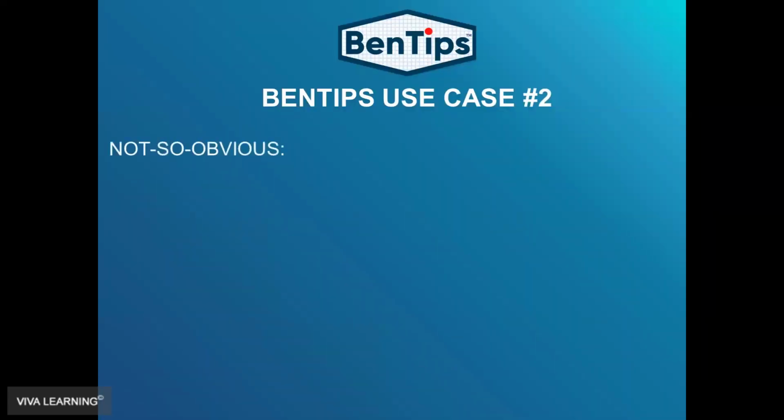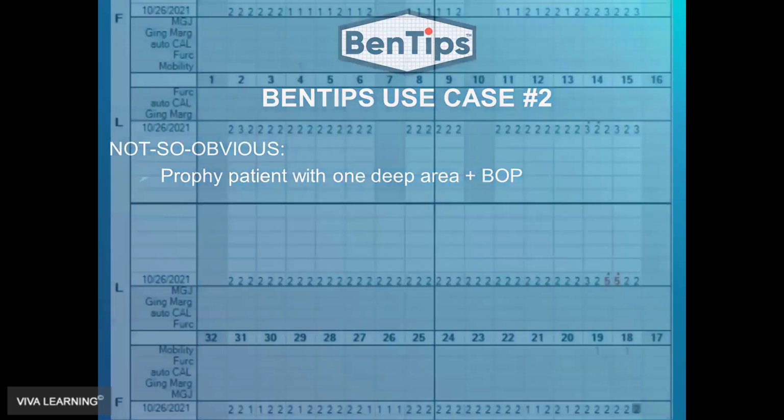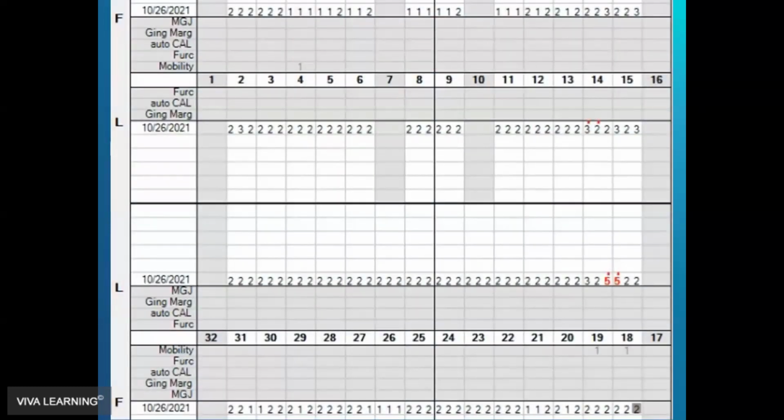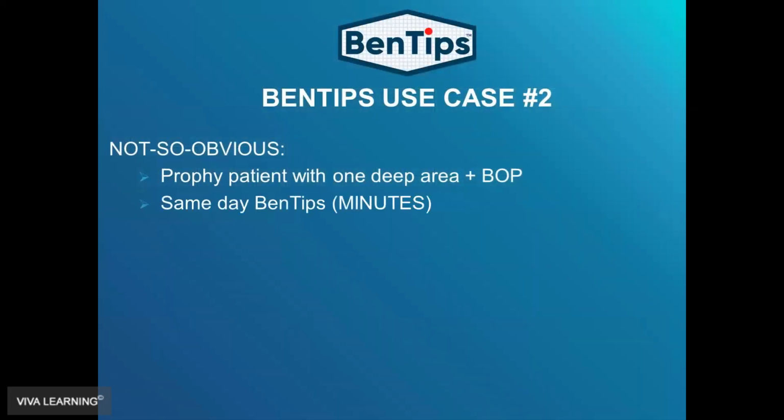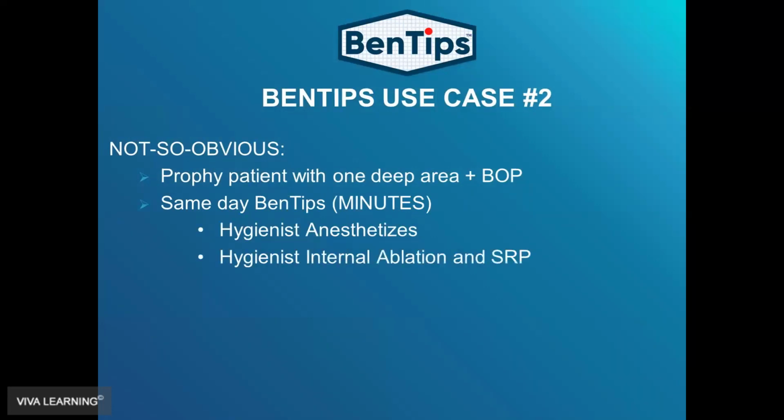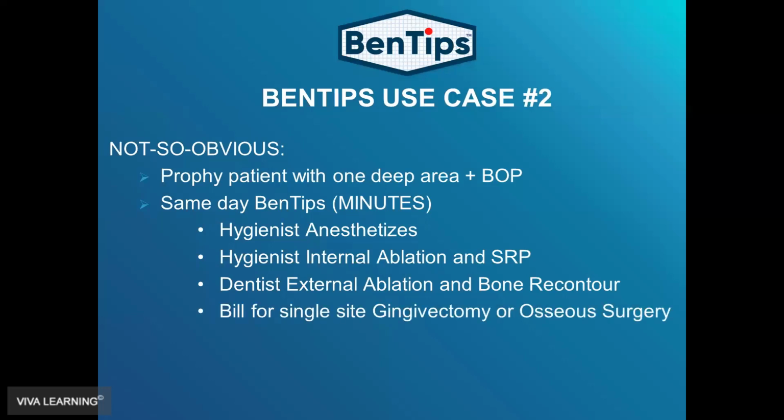Use case number 2. This may not be so obvious. Let's say you have a prophy patient that comes in and they only have one deep area. So perio recurrence in one spot. They might look like this. They're stellar in all areas, but they've got this one pesky lesion down here. Well, how about a same-day BenTips procedure? It only takes a few minutes. The hygienist anesthetizes, does the internal ablation and the SRP, and the dentist comes in and does the external ablation and any little bone recontouring that might need to be done, and then bills out for single-site gingivectomy or osseous surgery. And we say the patient gets a free prophy.